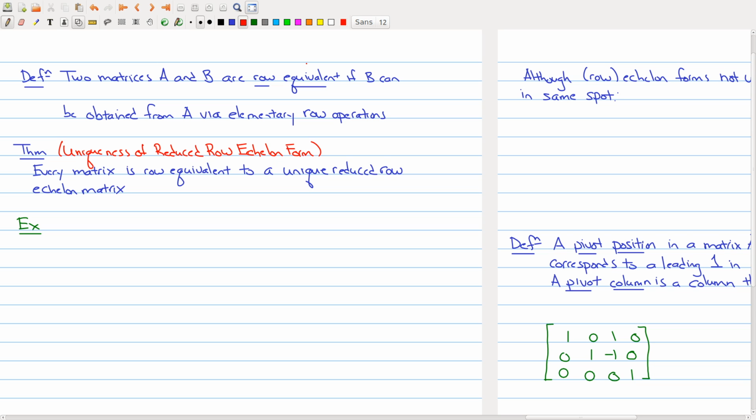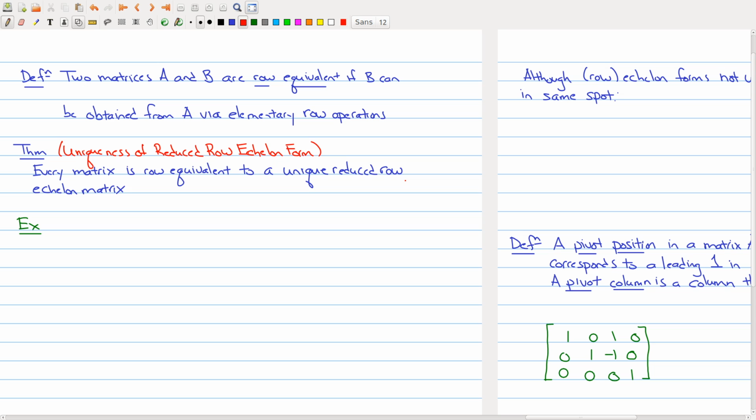One way to think about what the next theorem is saying is that there's a uniqueness property. Every matrix is row equivalent to a unique reduced row echelon matrix. So if I gave you a matrix and asked you to put it into reduced row echelon form, and notice it's important that we're talking about reduced row echelon form, and someone else in the class had the exact same matrix, you would both have the exact same answer.